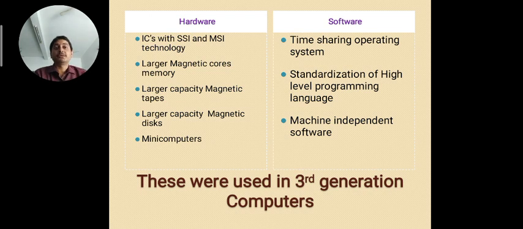Machine independent software. In first and second generation, every machine had different software, means it was not possible to use the software of one machine on another machine. But in third generation it was possible to develop software that was suitable for all the machines, machine independent software.